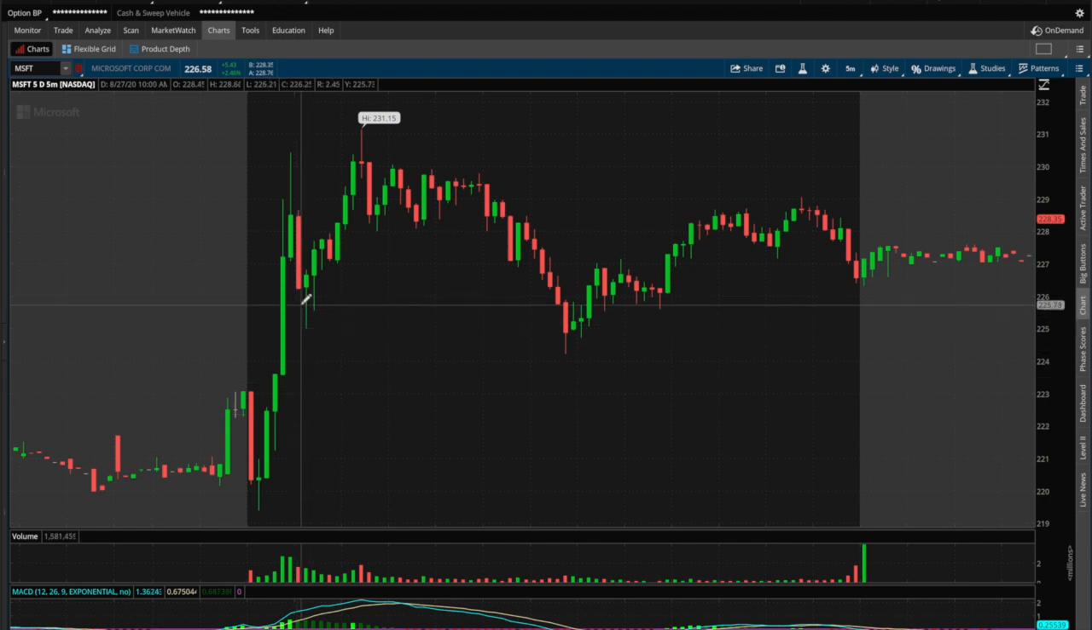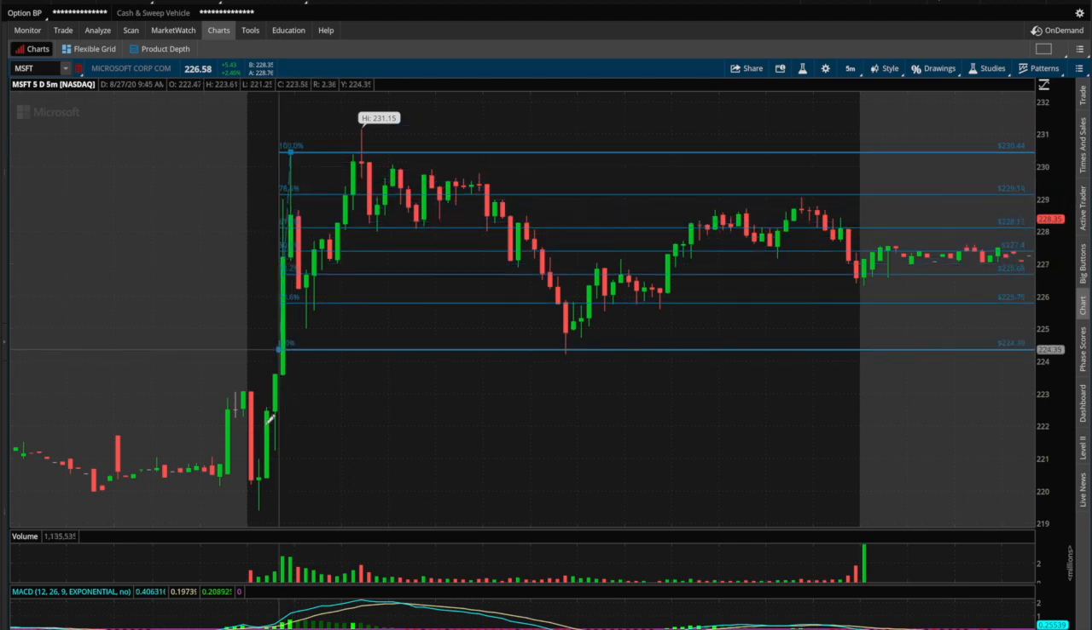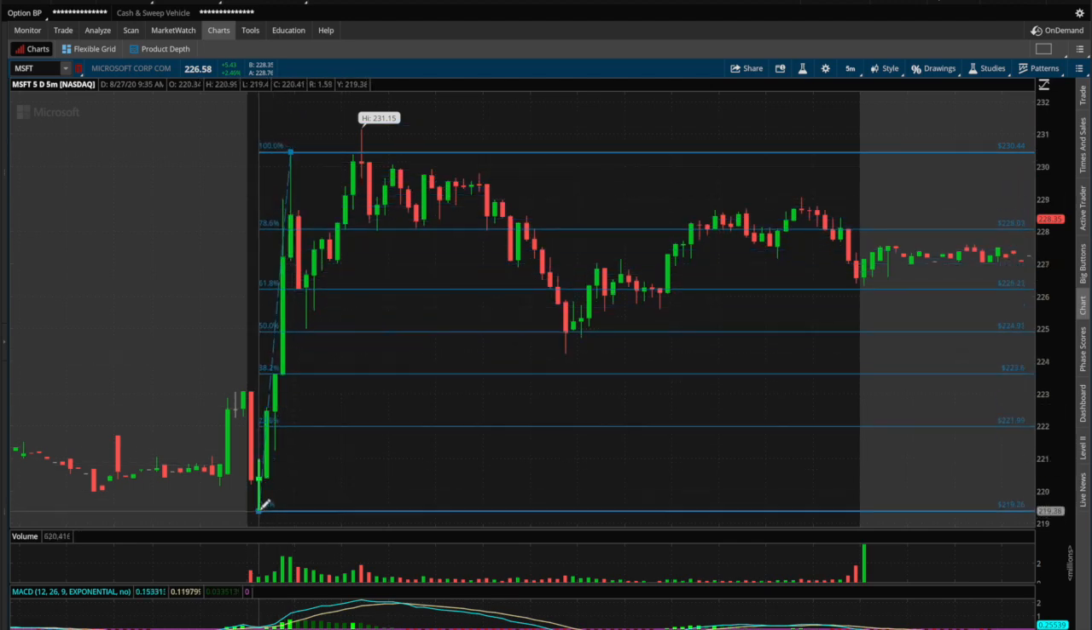Since we were very bullish in the morning on Microsoft, for this Fibonacci, we'll take the highest level in the first 30 minutes, click there, and then retrace it down to the lowest point in that first 30 minutes.